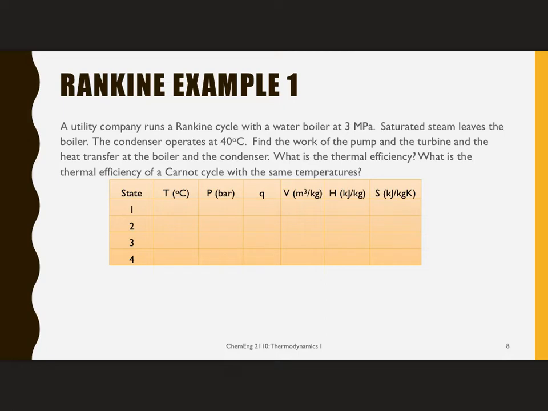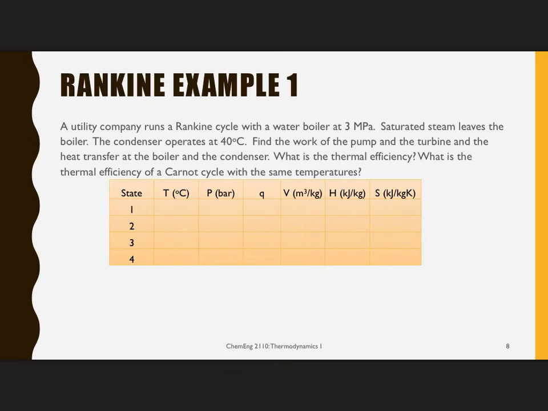So let's work this problem. We have a utility company that's running on a Rankine cycle with a water boiler that operates at 3 megapascals. Saturated steam leaves the boiler and the condenser operates at 40 degrees C. We want to find the work of the pump and of the turbine, and we want to find the heat transfer at the boiler and the condenser. We'll use those to then find the thermal efficiency and then compare that to the thermal efficiency of a Carnot cycle with the same temperatures.